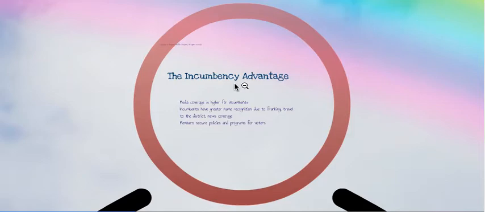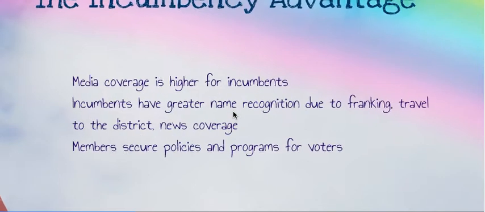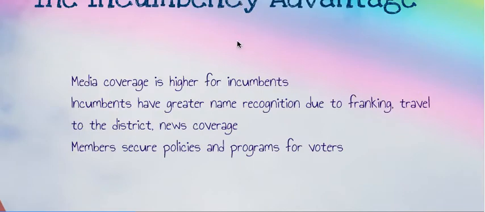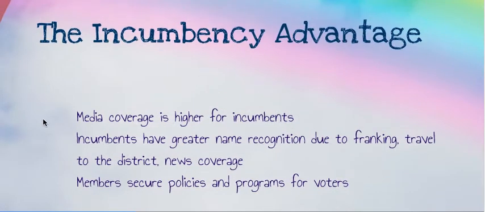And an incumbent is a person that has been elected over and over again, and they have a huge advantage. Some reasons why: they get a lot more media coverage. Incumbents also have a greater name recognition. People know who they are. They have franking privilege, which, do you know what that is? Aha, I know you did. It's when you get to send free mail, and that is huge.